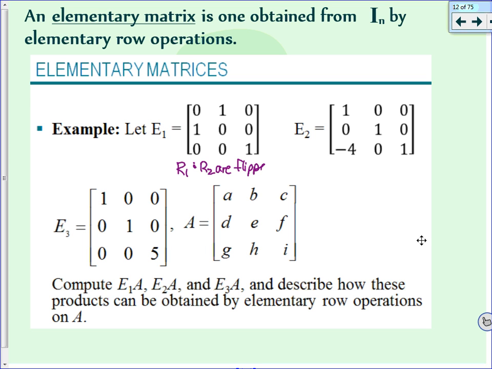So what that means is if I multiply A by E1, you know what's going to happen? It's going to flip R1 and R2. It accomplishes that row operation. That's why they're called elementary matrices, because they accomplish elementary row operations.